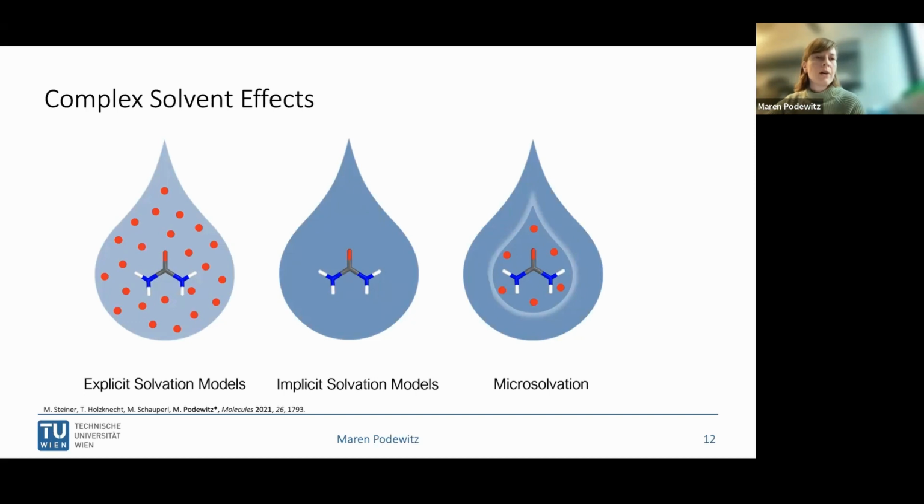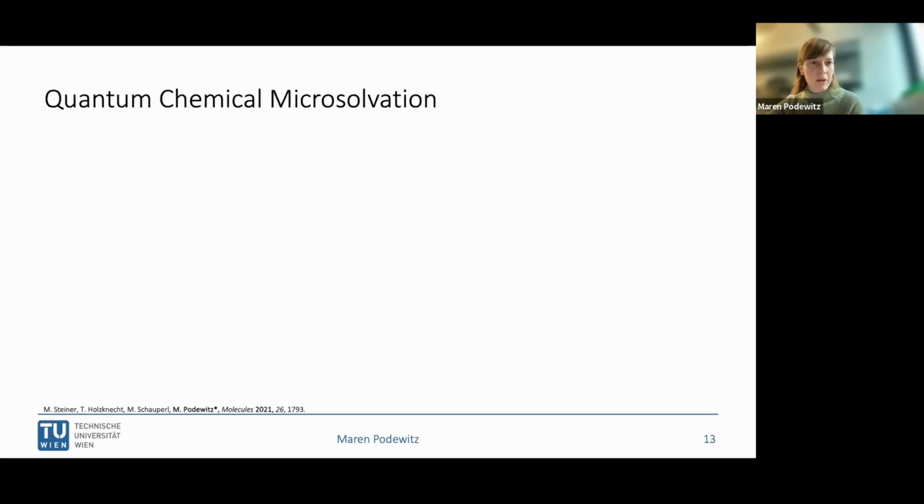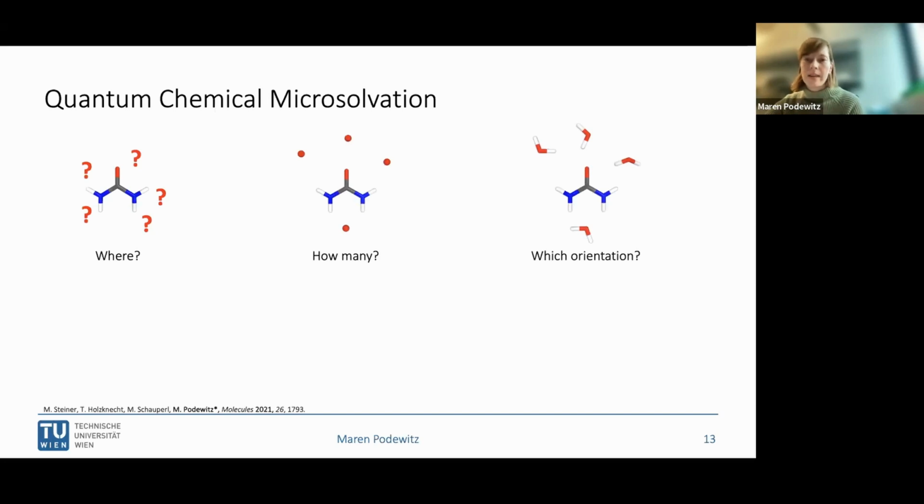But when you think about such microsolvation models, there are actually a couple of questions that come up immediately. First thing is, where do you put these solvent molecules? How many do you actually use? And how are they oriented? And again, this is something that ideally you don't want to decide just by chemical intuition, and you don't want to do this by hand, but you want to have it based on physical quantities and in an automated fashion.